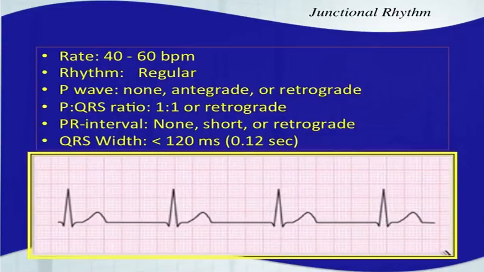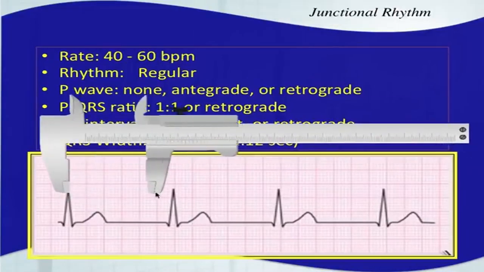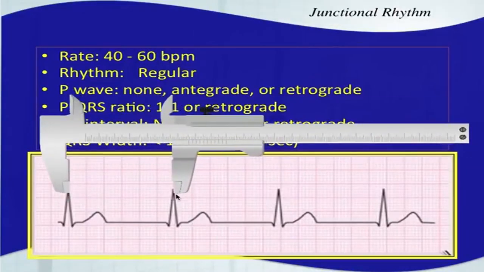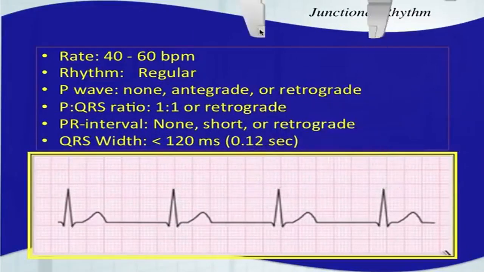The rhythm should be regular. You'd also maybe take out your calipers and check your R to R interval here, and it should be very regular, just like a sinus rhythm would be regular. And that helps us differentiate a junctional rhythm from something like atrial fibrillation.